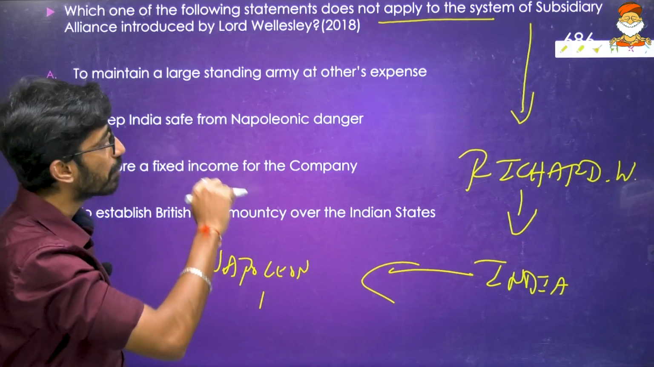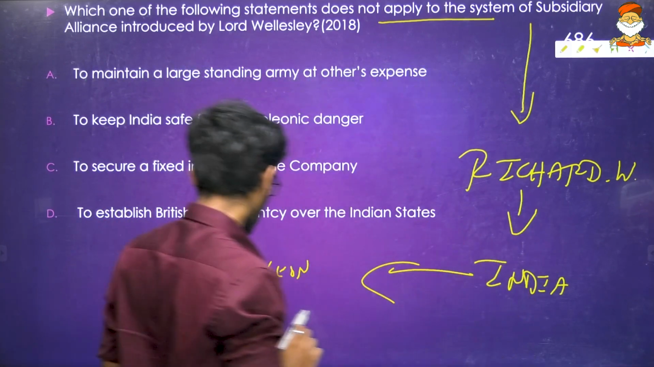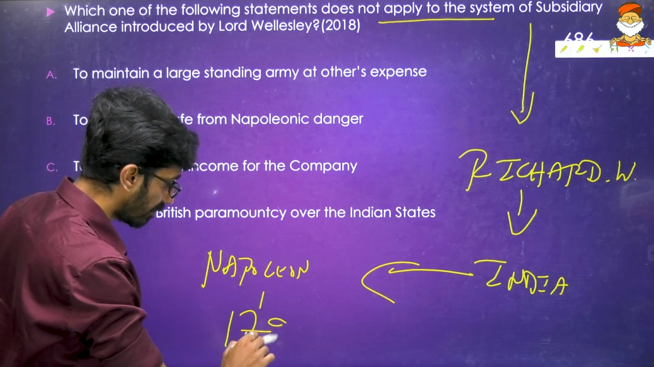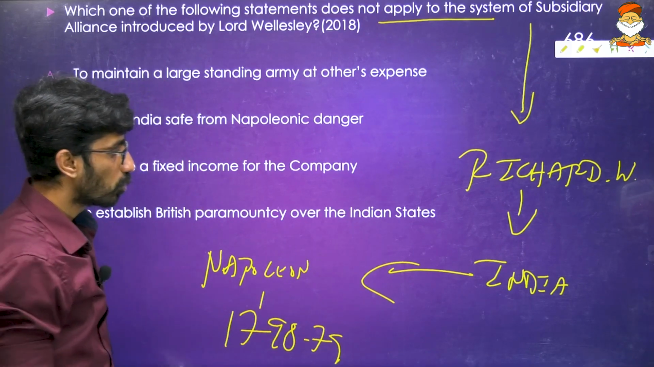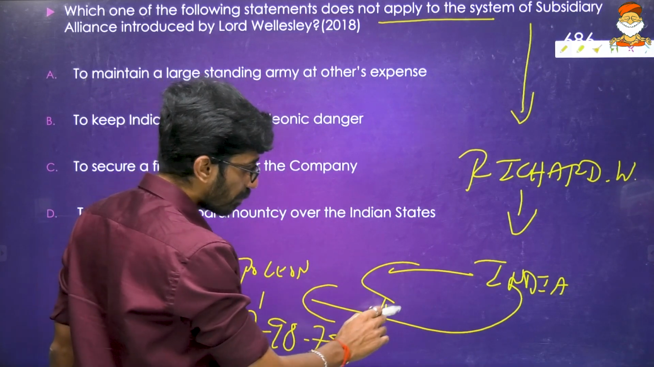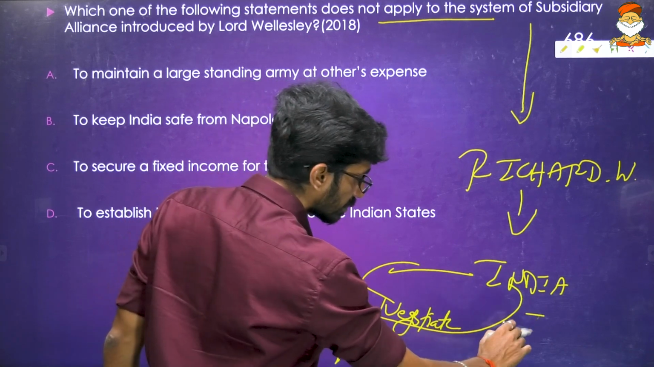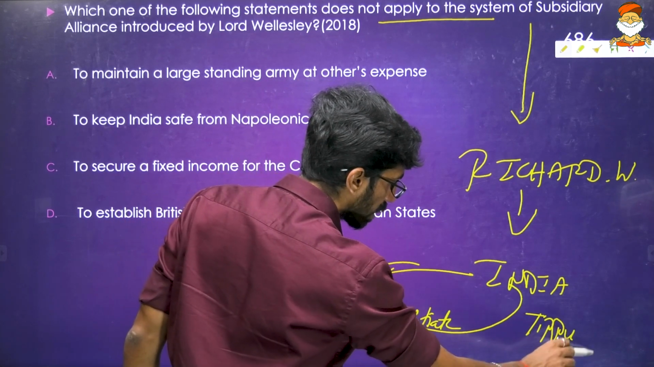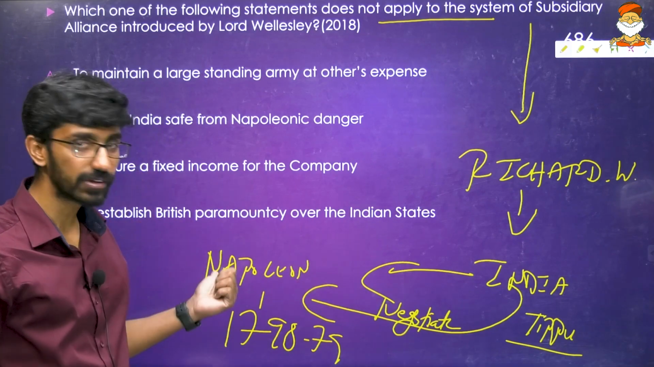Still he had not become emperor. He became the French emperor in 1801, but he was at his peak in 1798-99. That is when the subsidiary alliance system was brought. Some of the Indian states wanted to negotiate with Napoleon to defeat the Britishers. One such state was Mysore under Tipu Sultan. And now the Britishers wanted to stop Indian states from negotiating with Napoleon.